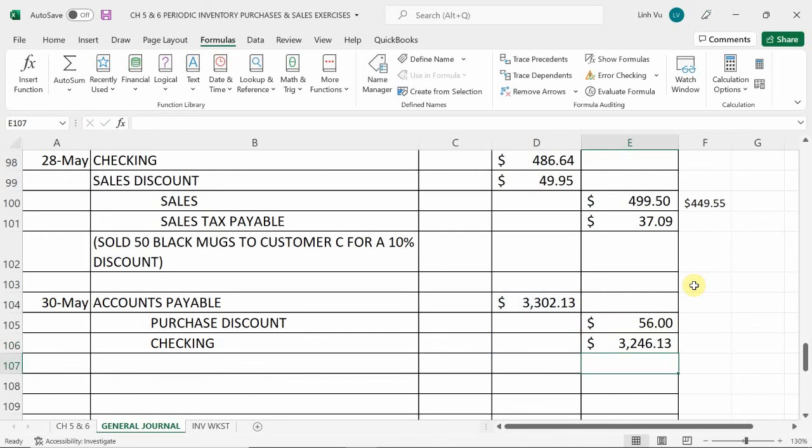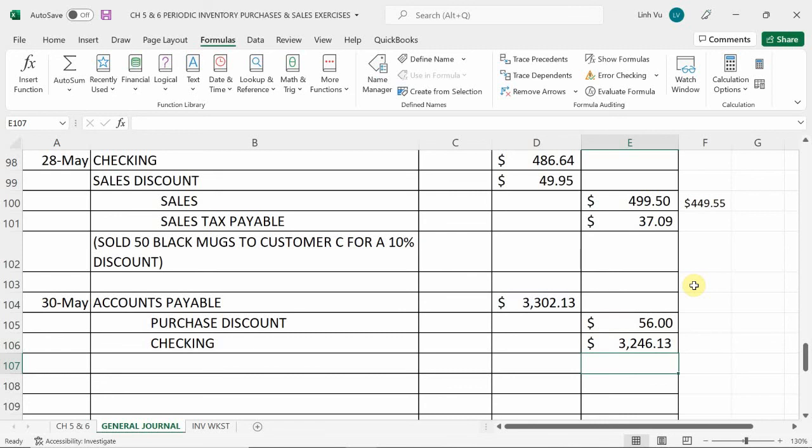$3,246.13. Good, right? Because in this case, I'm not paying for everything, because I received a 5% discount on the very last batch I ordered. So because I'm making the payment, the terms are conditioned. I have to meet the circumstances in order to receive the discount. In this case, that's exactly what I do.